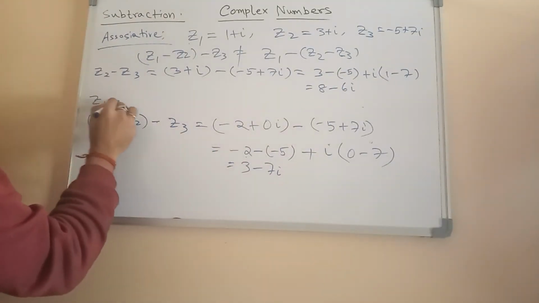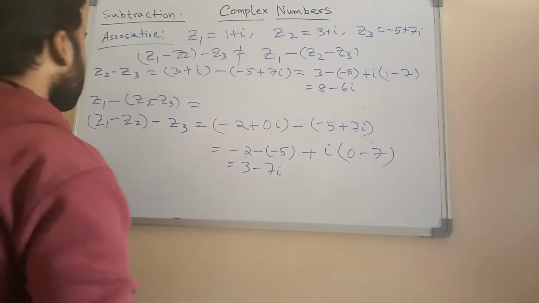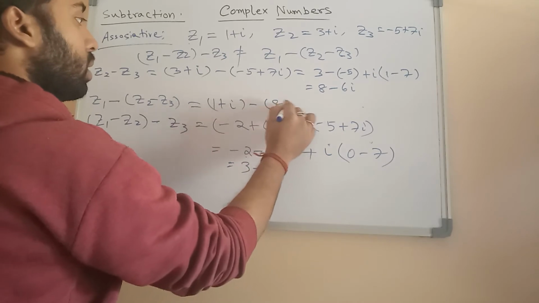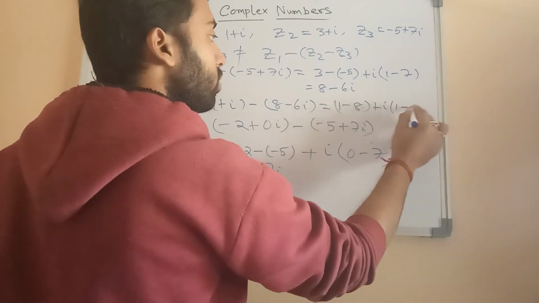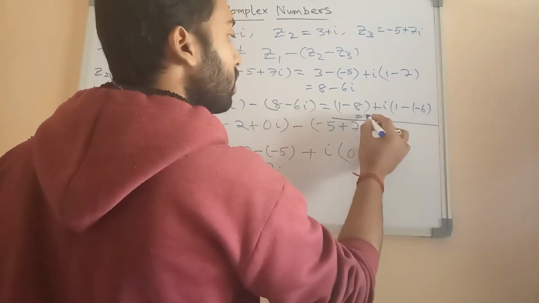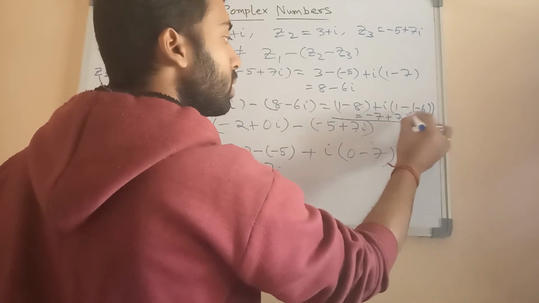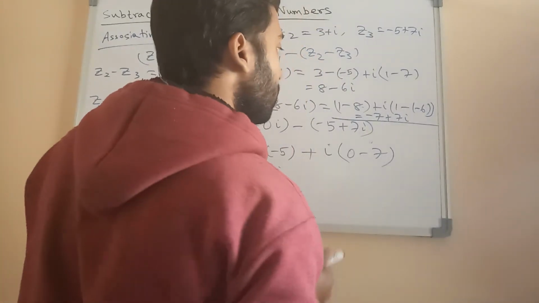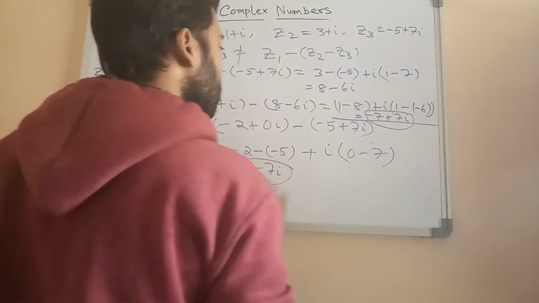So next is z1 minus (z2 minus z3), that is, z1 is 1 plus i minus (8 minus 6i). So the same thing, 1 minus 8 plus i into 1 minus minus 6. So the answer will be minus 7 plus 7i. Here we are getting minus 7 plus 7i, and here we are getting 3 minus 7i.